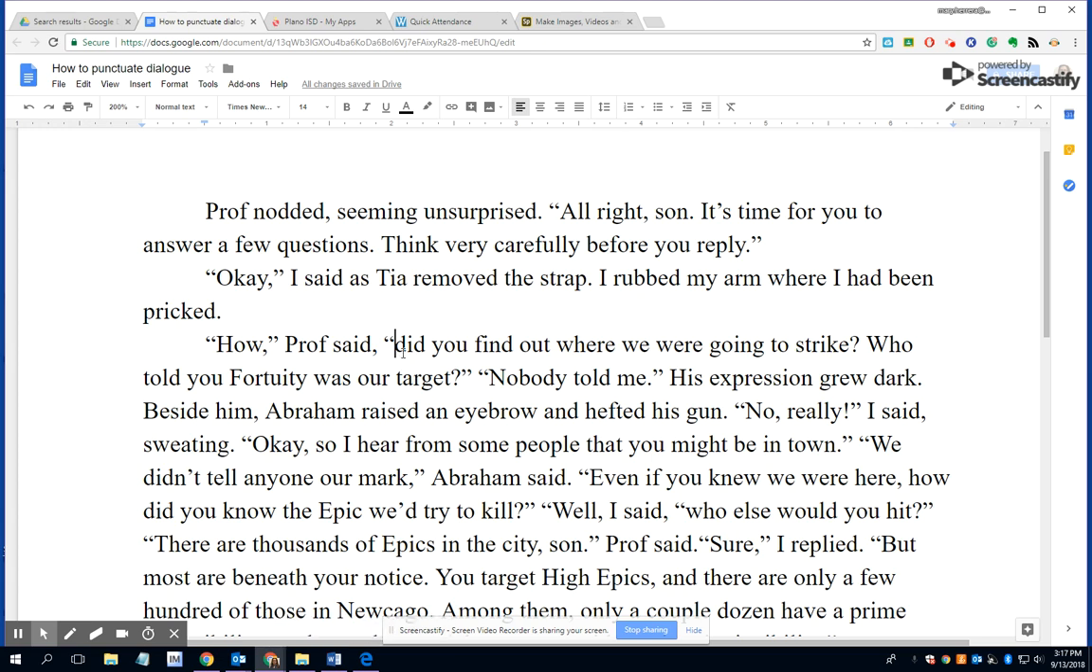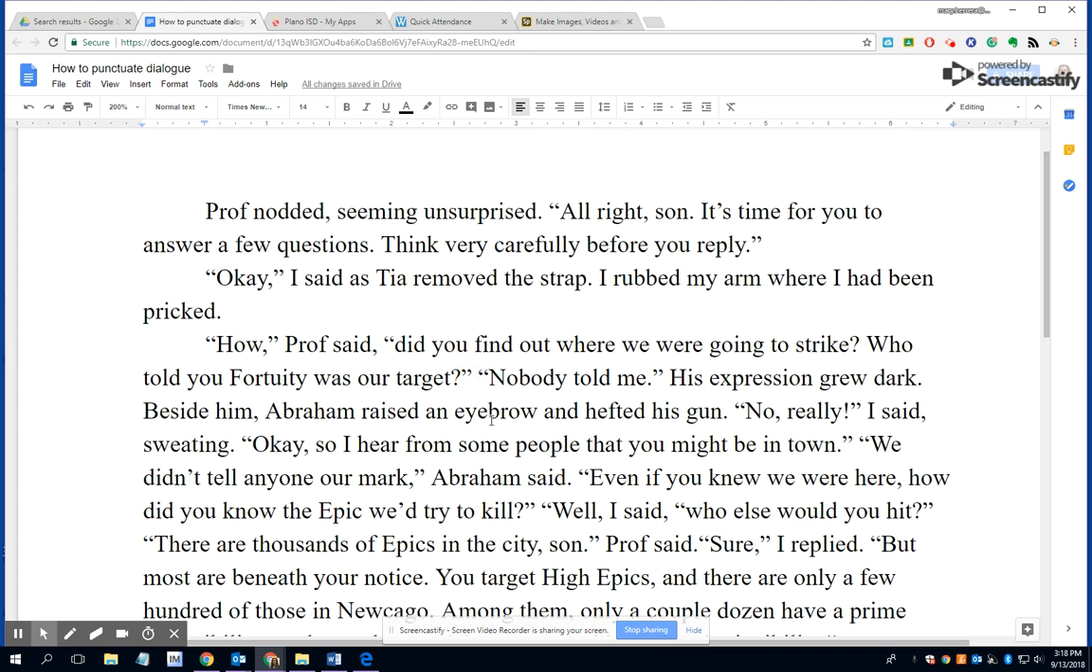Okay. So you have the open quotation mark, no space, and start your word. Now, this right here is not capitalized because it's a continuation of the sentence from before. How, comma, because that's not the end of a sentence. Prof said, comma, because he's still talking. It's still the same sentence. Open quotes, lowercase, and then how did you find out where we were going to strike? Who told you fortuity was our target?